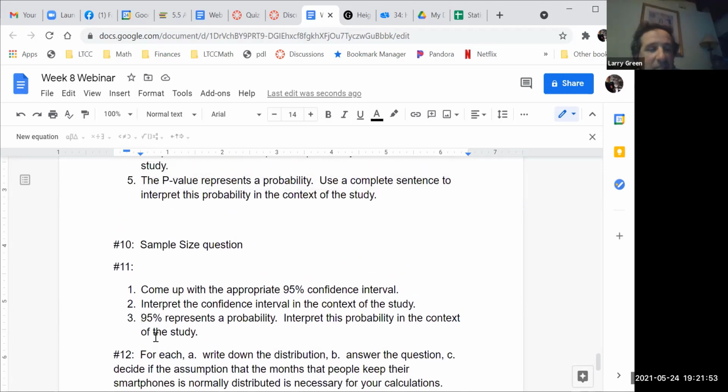Okay, and I'm not going to tell you whether it's a mean or proportion. That could even depend on which day you take it. But it'll be a confidence interval number 11 no matter what, whichever day you take it.